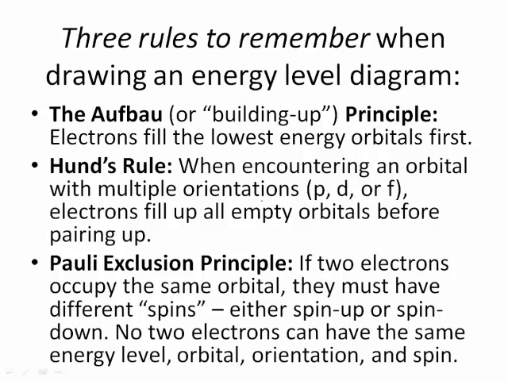The very last rule is the Pauli exclusion principle, which states that if 2 electrons occupy the same orbital, in our case with our energy level diagrams, it would be the line, then they cannot have the same spin. They have to have opposite spins. So we show that by putting 1 with an up arrow and 1 with a down arrow.